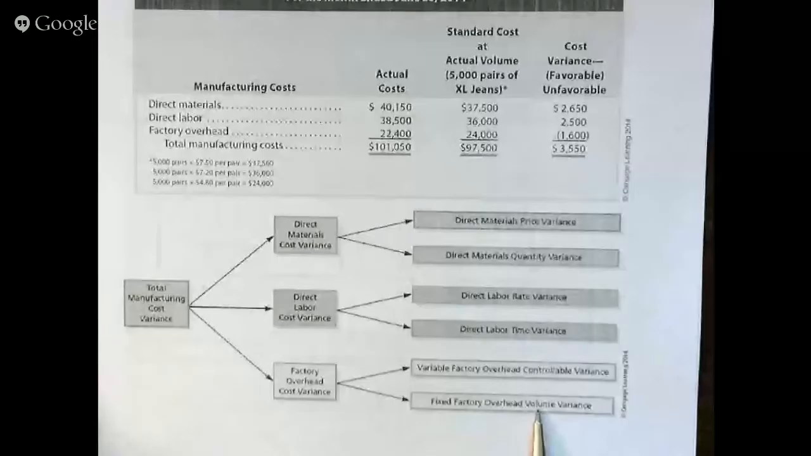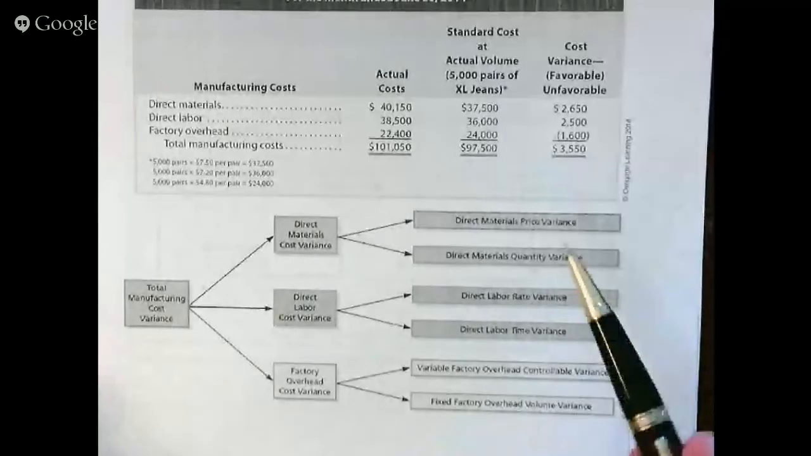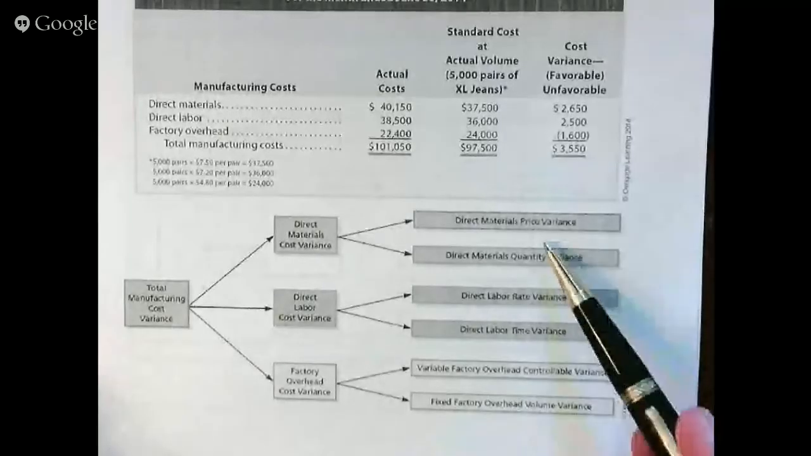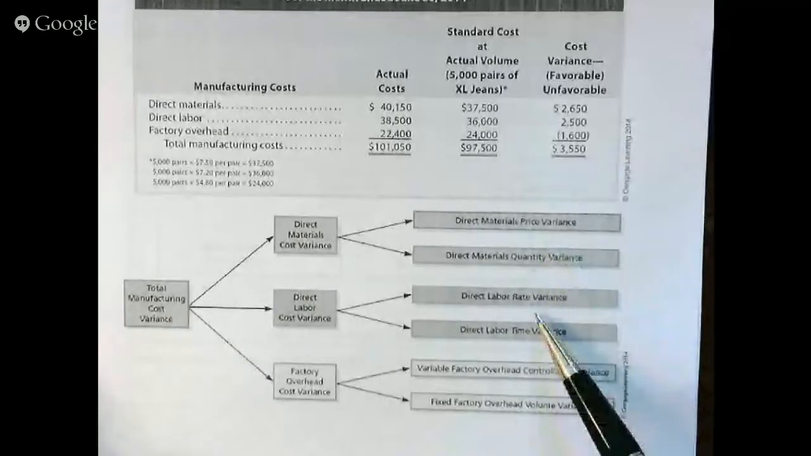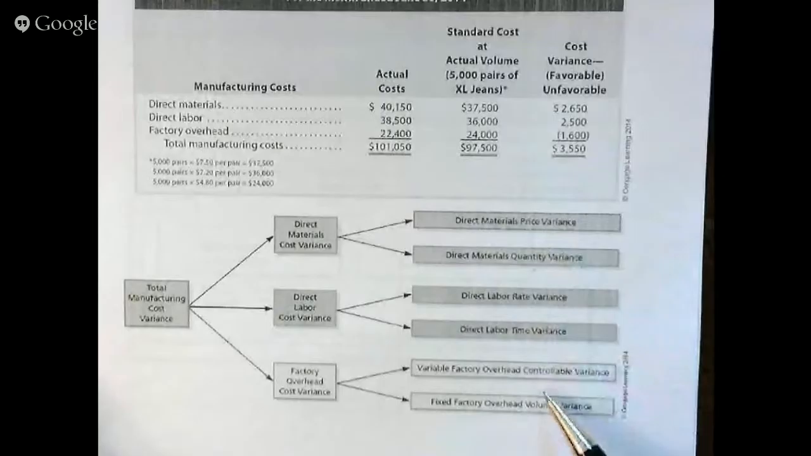Okay, in this video, we will focus on the material price and quantity variance and the direct labor rate and time variance. In a separate video, we will focus on the variable factory overhead. Although the calculations of variable factory overhead, materials, and labor variances are similar, the interpretation differs, and so it does warrant separate treatment.